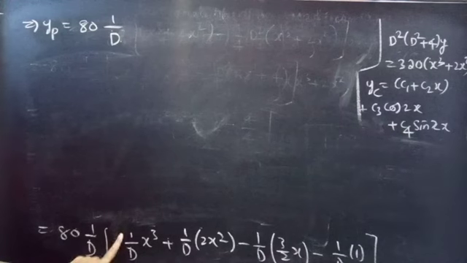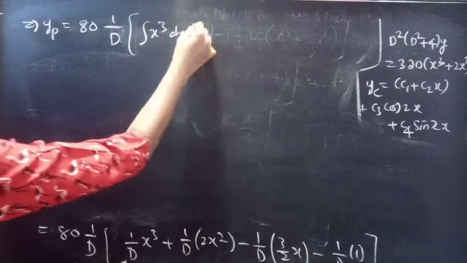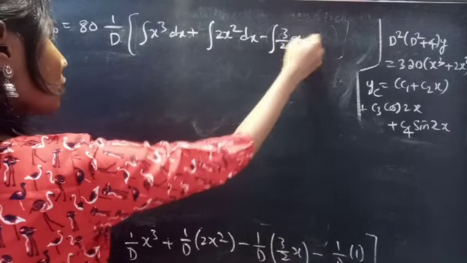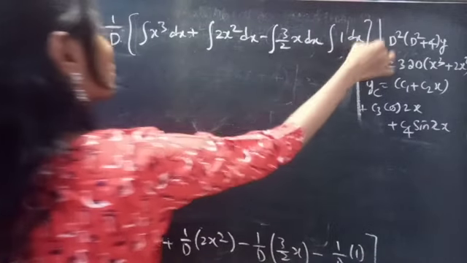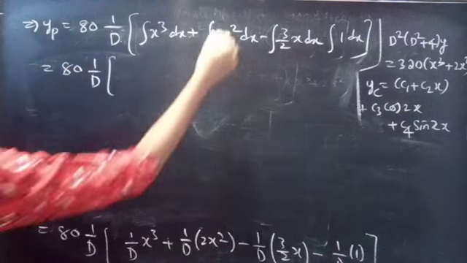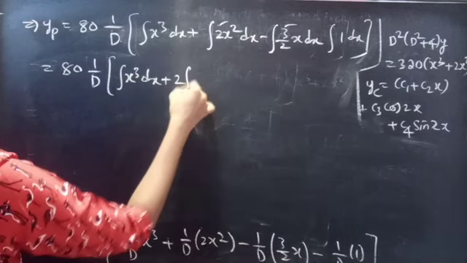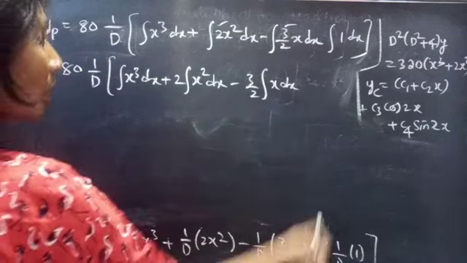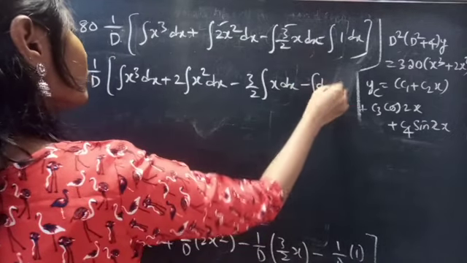So yp becomes, let's replace 1 by D by integral. We'll get integral x cube dx plus integral 2x square dx minus integral 3 by 2 x dx minus integral 1 dx, right? Now let's take the constants outside the integral. We'll get integral x cube dx plus 2 integral x square dx minus 3 by 2 integral x dx. Here you're having minus, right? Minus integral 1 dx. We can write integral 1 dx as integral dx.